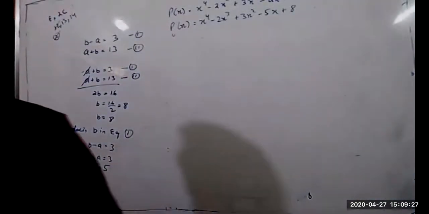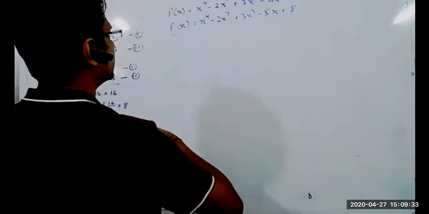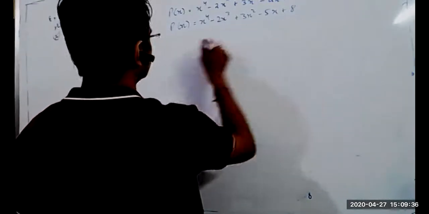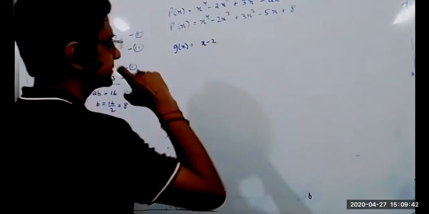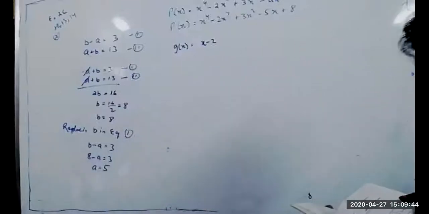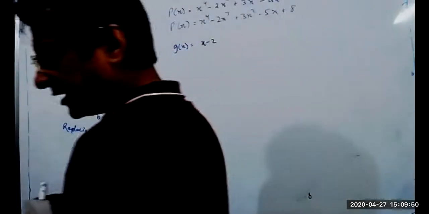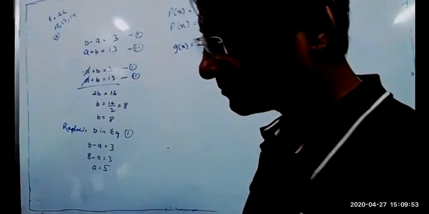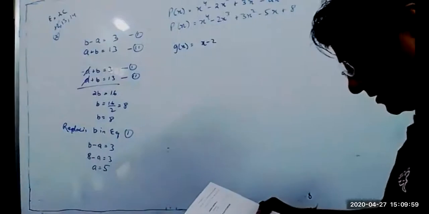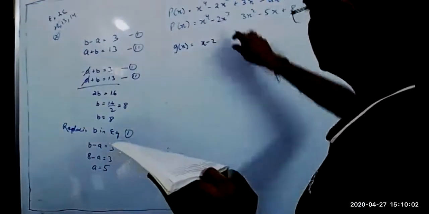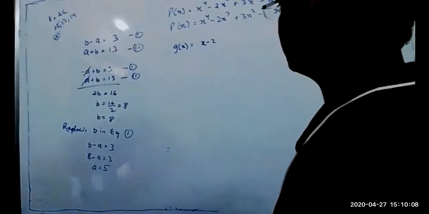Now they are telling us to find the remainder when this is divided by x minus 2. Since we have taken this px, we'll take another one, gx, which is x minus 2. So we have to find the remainder when px is divided by x minus 2. What will we do? Yes, Tejal, come online. The last part of the question is, find the remainder when px is divided by gx. What will the remainder be? What do we have to do?